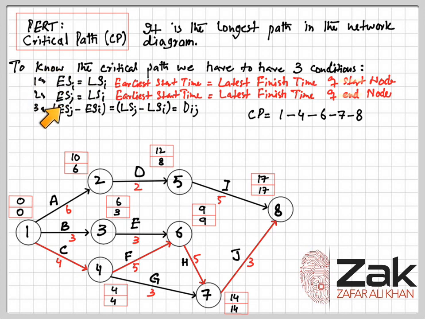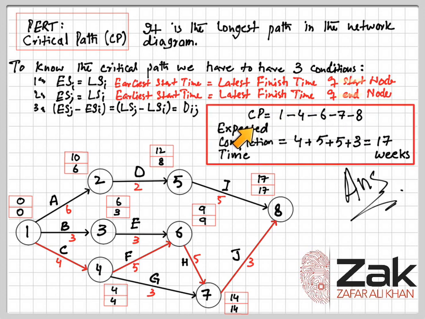The third one is: earliest start time at the end node minus the earliest start time, earliest finish time of the end node should be equal to the duration. So 4 minus 0 is 4, that is correct. 9 minus 4 is 5, correct. 14 minus 9, 5 is correct. 17 minus 14, 3 is correct. So this is our critical path, 1 4 6 7 and 8.